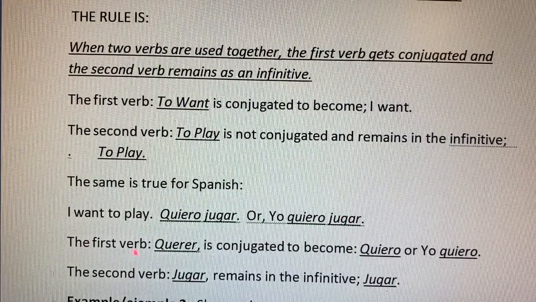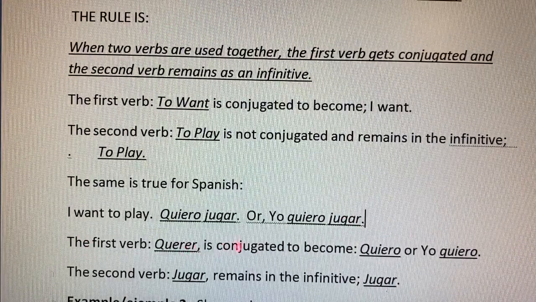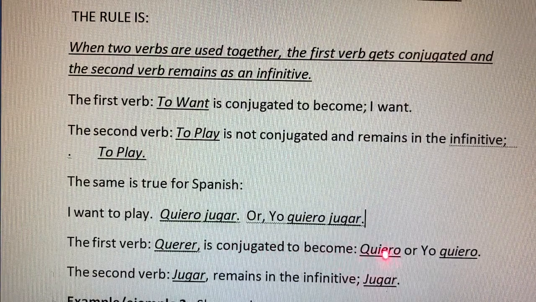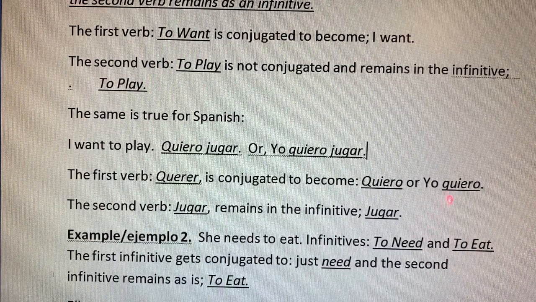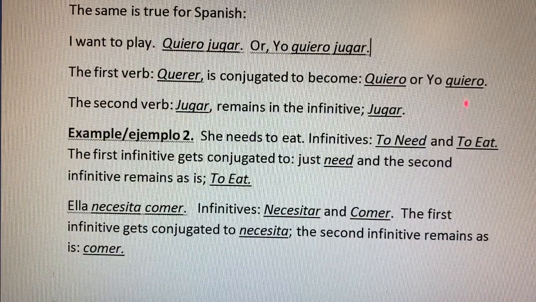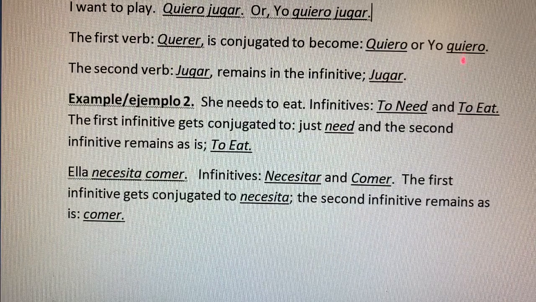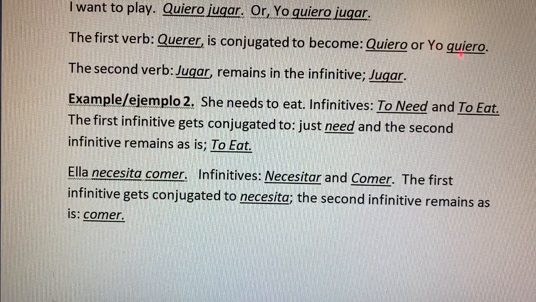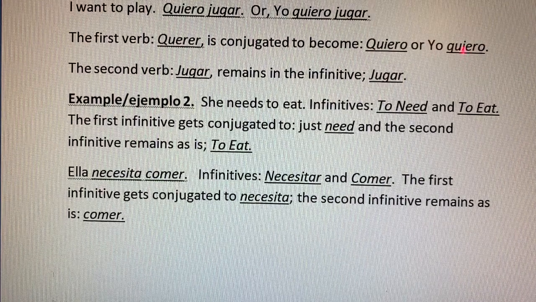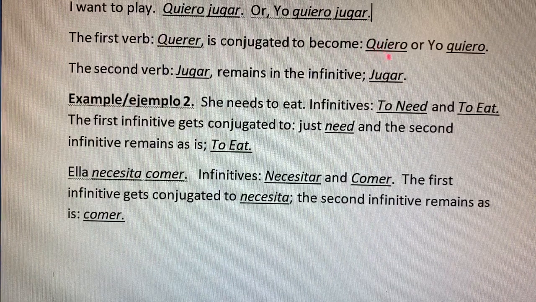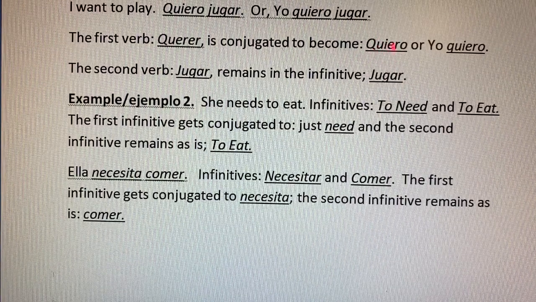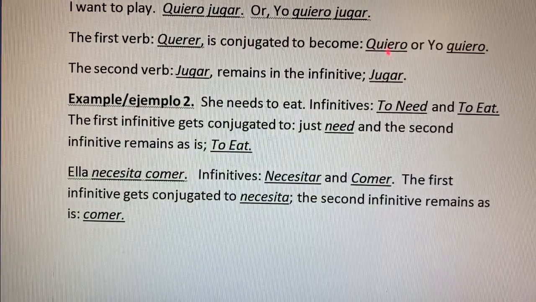So the first verb querer is conjugated to become quiero or yo quiero. That's I. But inside of this verb, remember, inside of every conjugated verb is a person. Inside of quiero is yo. So that's why I can only say quiero, I don't have to say yo quiero. I can say quiero because the person is conjugated into the verb.